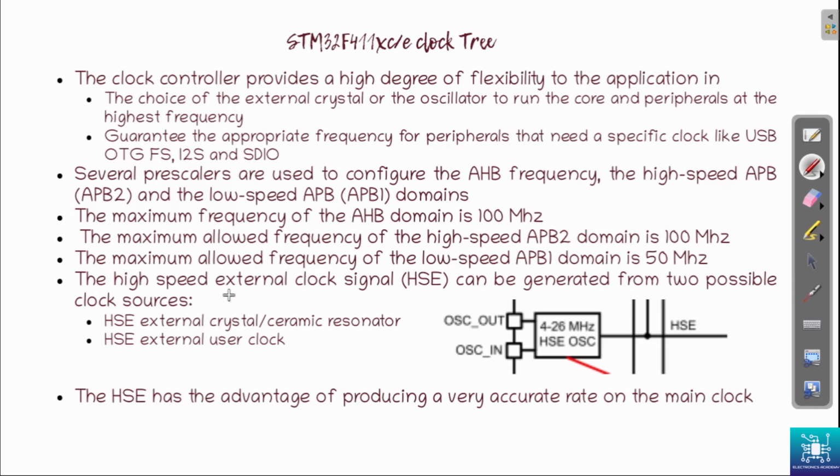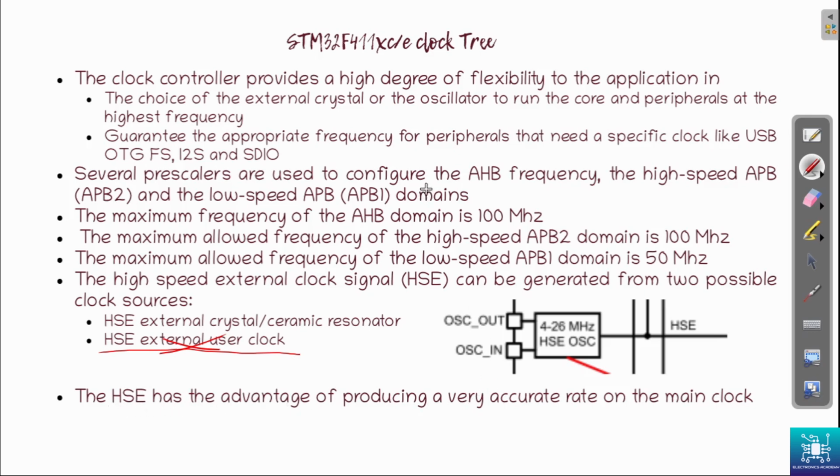So the high speed external clock signal HSE can be generated from 2 possible clock sources. Okay, that is the HSE external crystal or ceramic resonator, which is the setting that we are going to use, and the HSE external user clock. We are not going to use this. We are using the HSE external crystal or ceramic resonator, which is available on the evaluation board, that is the discovery board.